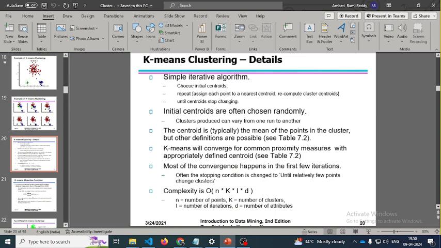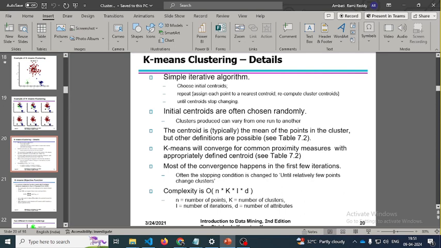The initial centroids are often chosen randomly. Whatever clusters you produce, they may vary from one run to another. One run means one iteration, or one loop. After one iteration or one loop, the clusters will vary in terms of size, in terms of centroid, and in terms of data points also. So that is more detail about clustering.